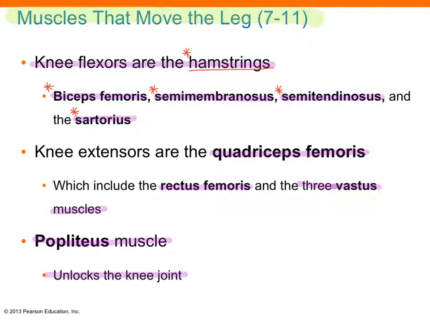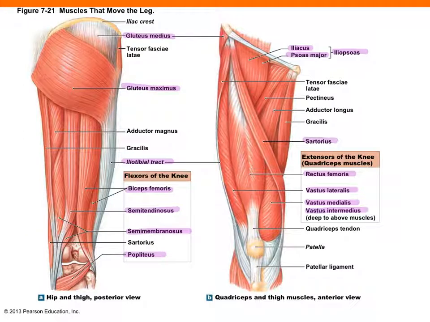Let's go on to the muscles that move the leg. The knee flexors or the hamstrings. They include the biceps femoris, semimembranosus, semitendinosus, and sartorius. And then the knee extensors are the quadriceps femoris, which include the rectus femoris and the 3 vastus muscles. The vastus medialis, vastus intermedius, and vastus lateralis. And the popliteus muscle unlocks the knee joint. Again, here's the image where those muscles are highlighted. Make sure you can identify those muscles for the test.